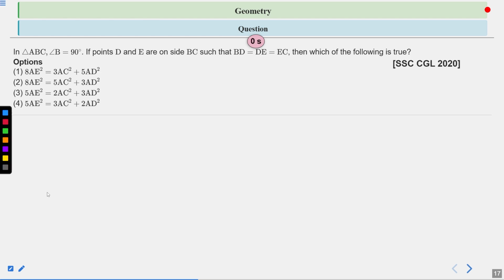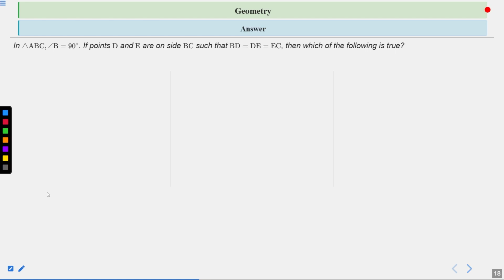Now time's up. Let's see the solution of this question. So in triangle ABC, angle B is 90 degrees, it is given. And it is also given that points D and E are on side BC such that BD equals DE equals EC. Then which of the following is true? The correct answer of this question is the first one, which is 8AE square equals 3AC square plus 5AD square. Now see the detailed solution using concept 16.21 in this question.